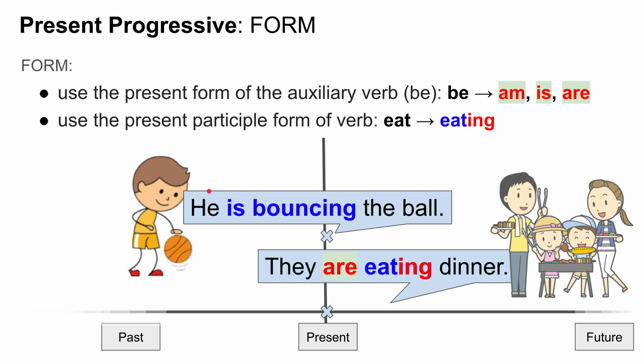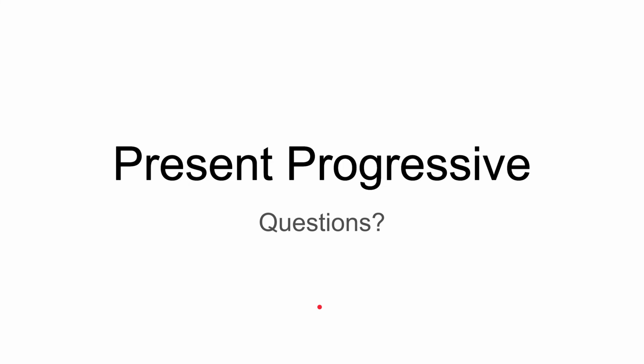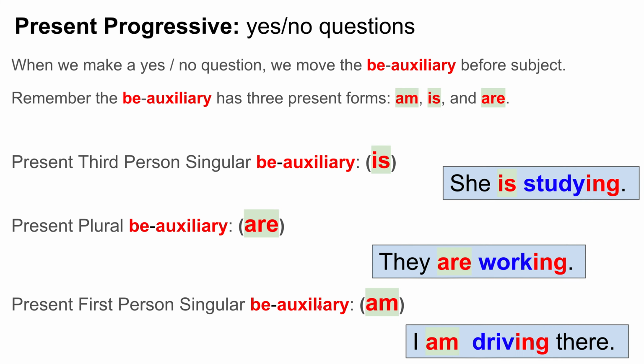Let's look at another example. He is bouncing the ball. We use the present be verb, is, and bounce plus ing, bouncing. And both he is bouncing the ball and they are eating dinner are happening right now. They're current actions.